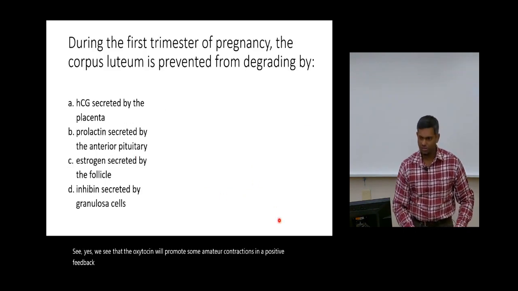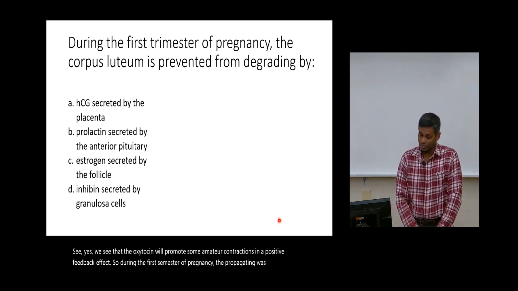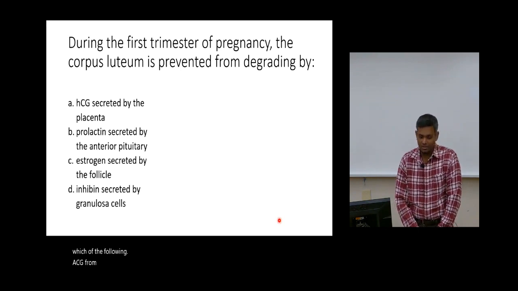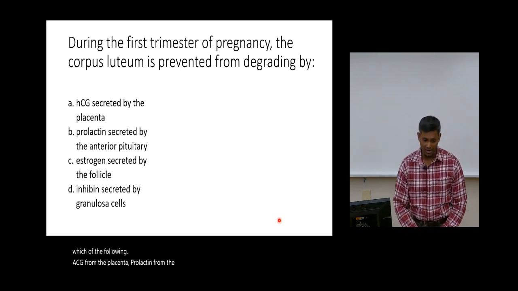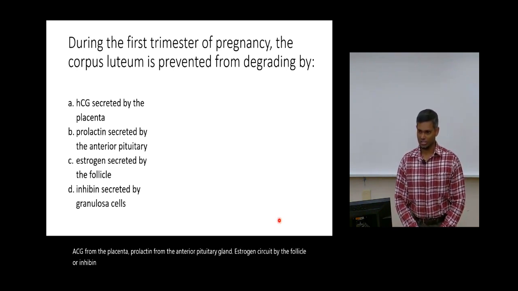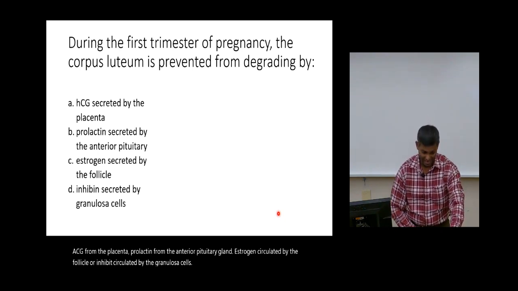So during the first trimester of pregnancy, the corpus luteum is prevented from degradation by which of the following? HCG from the placenta, prolactin from the anterior pituitary gland, estrogen secreted by the follicle, or inhibin secreted by the granulosa cells? The answer is actually A.